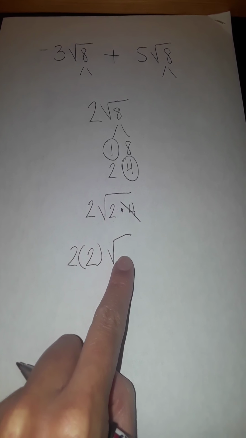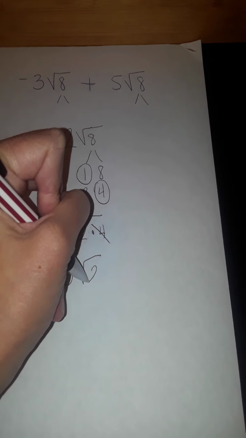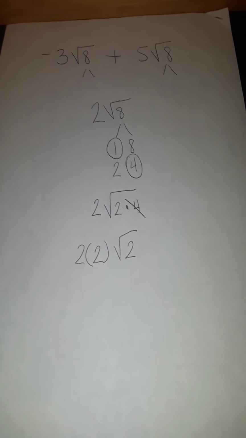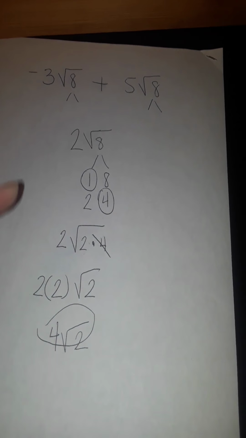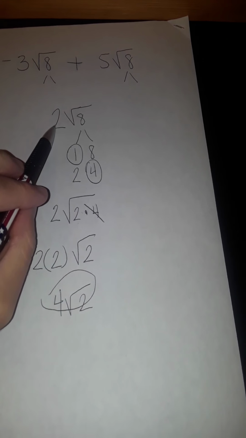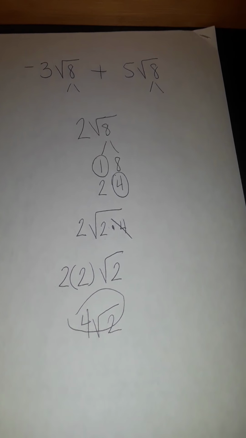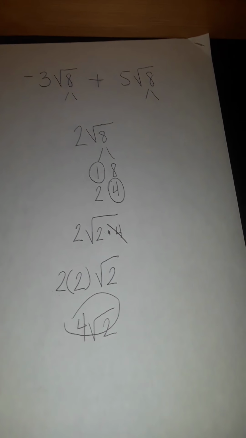What number is still under the radical here? 2. All right, so now let's get our final answer. What do I do with these numbers one more time? I multiply them. What's 2 times 2? 4. 4 radical 2 is the answer. Final answer. If you put this, that's not right, and it's because it's not simplified. Like 8 can be broken down a little further.